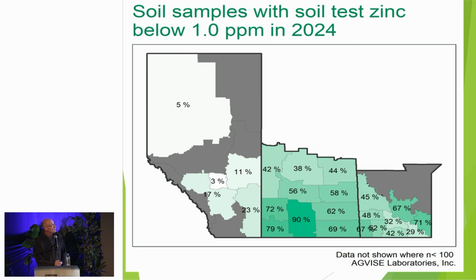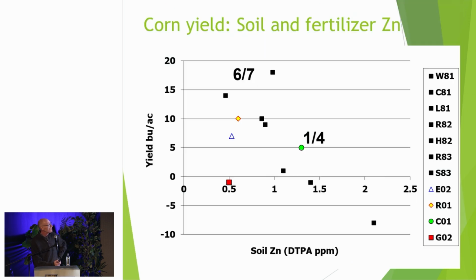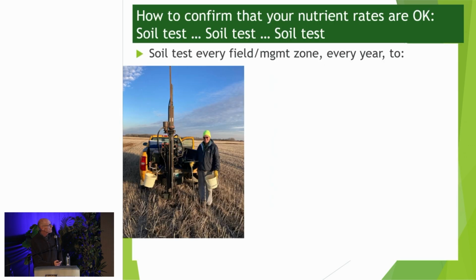Zinc is the other nutrient we need to keep an eye on. About half of our soils test less than 1 part per million. That's where we need zinc for corn. We don't have a lot of Manitoba data, but what we have shows that when corn tests less than 1 part per million zinc, it's very profitable to meet that need, and I'd encourage people to get zinc built into your program in order to address that.